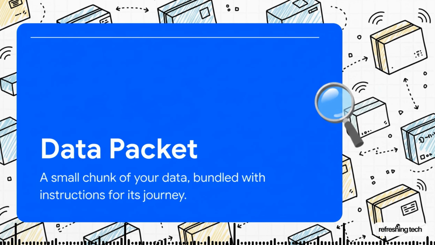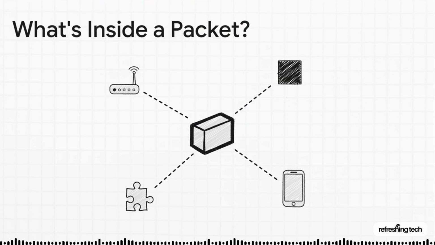And the best way to think about a packet is like a tiny parcel being sent through the mail. It's a small chunk of your data that's been neatly wrapped up and bundled with a bunch of instructions for its journey. So, what's actually packed inside one of these digital parcels? Well, every single packet has 4 key things. A little piece of the actual data, a fragment of that video. The sender's address, which is the router, the receiver's address, which is your device, and, this is the crucial part, instructions on how to put it all back together with all the other packets when it arrives.